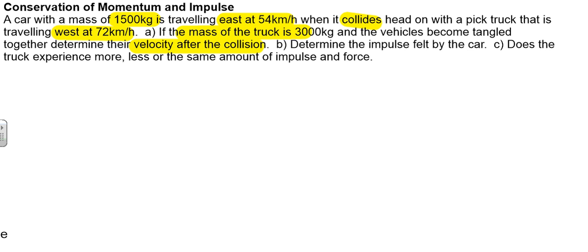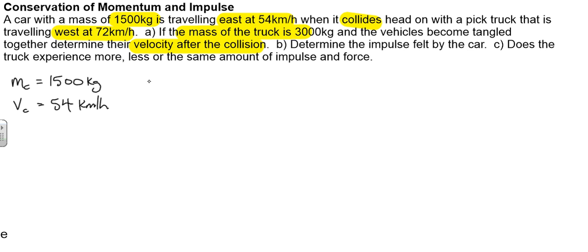So this one's a momentum question, right? Some kind of collision has happened. So let's look at what we have. The formula has A's and B's in it, but I don't like to use A's and B's because it's confusing. So I'm going to use MC for mass of the car. The mass of the car is 1500 kgs. And the velocity of the car is 54 kilometers per hour.